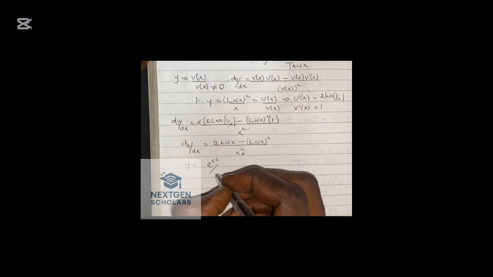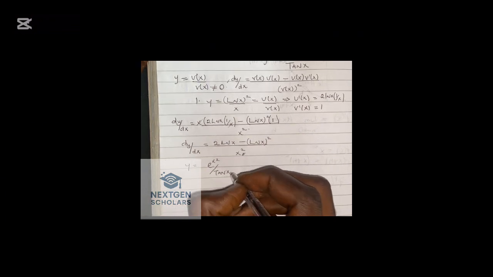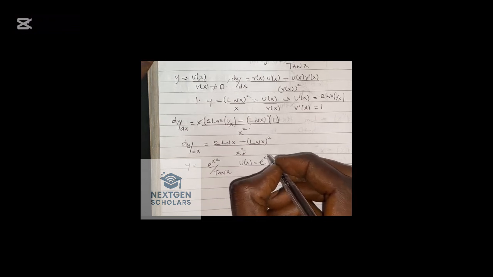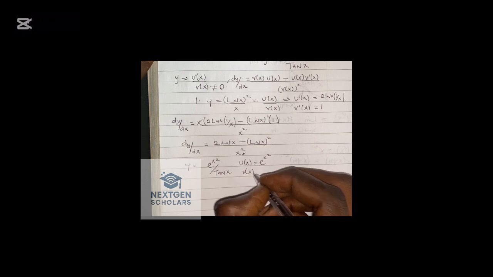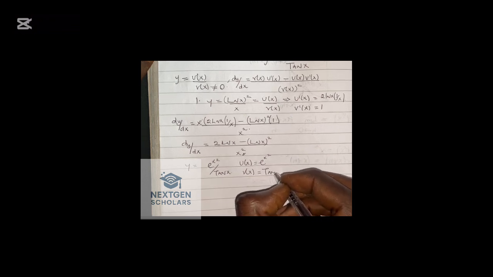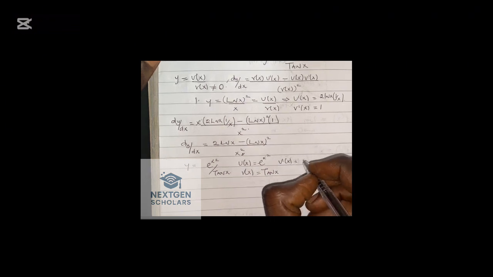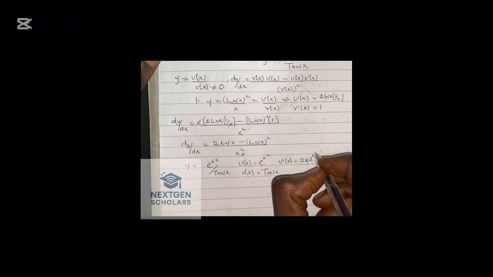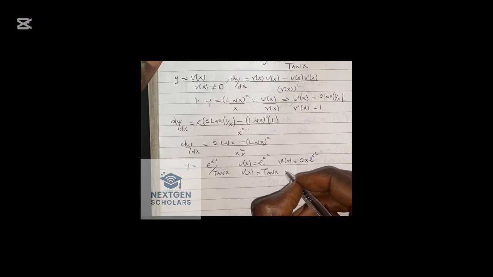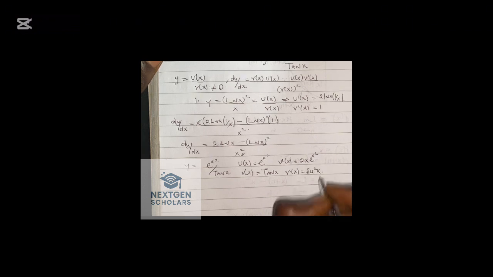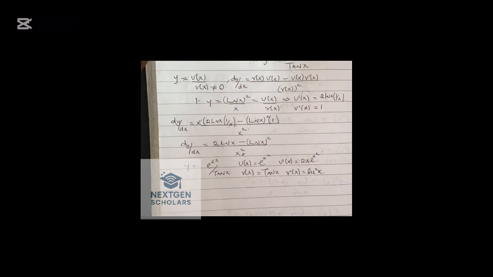Now this is the answer to our first problem, and the second one, y is equal to e to the x squared all over tan x. We know that u of x is equal to e to the x squared, and v of x is equal to tan x. Now what is u prime of x? u prime of x is equal to 2x e to the x squared by the rule, and v prime of x is equal to sec squared x. So let us apply that rule and see.